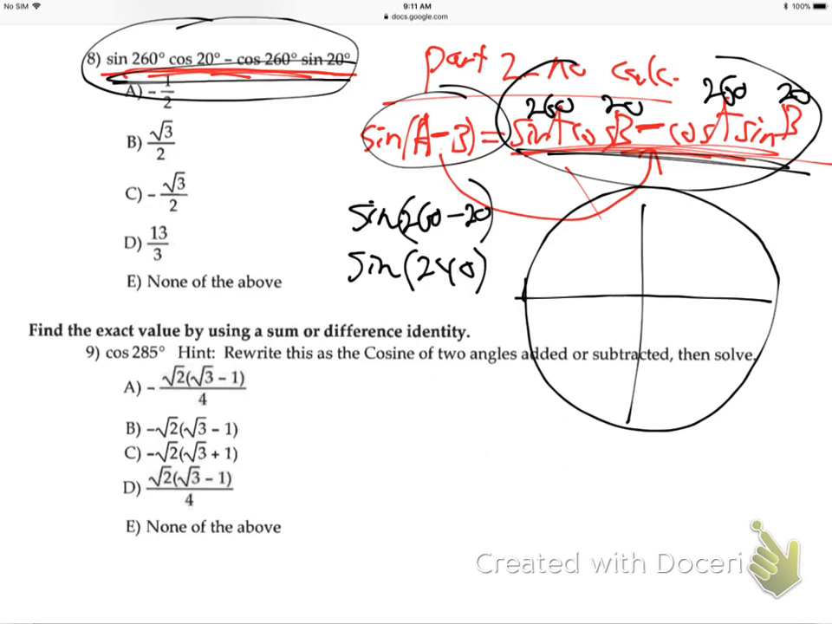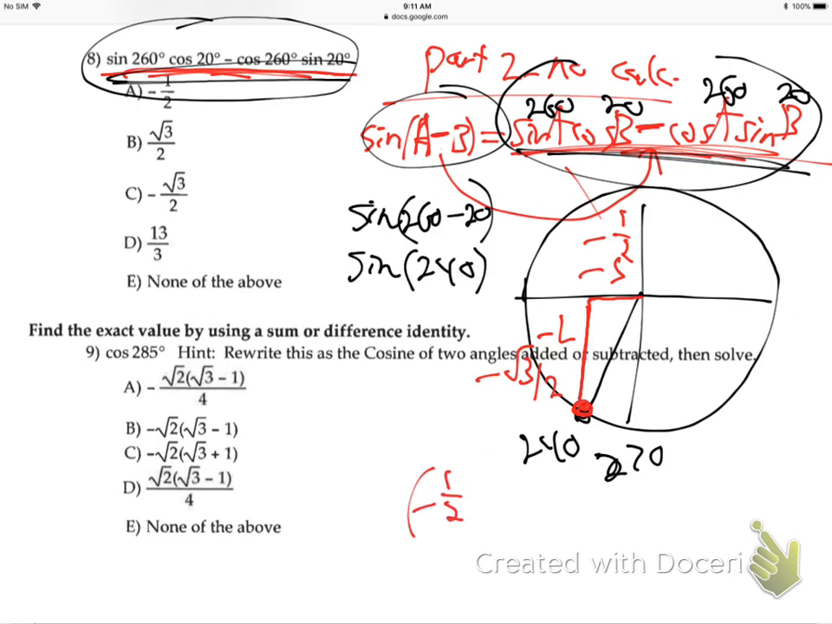So 240, where is that? Here's 270. 240 is right there, just 30 off of the 270. That means over and down. It's back the small amount, down the large amount. Remember small, medium, large? So it's back a half, down root 3 over 2. That's the coordinates of this point right here.